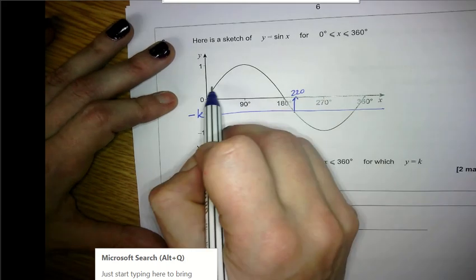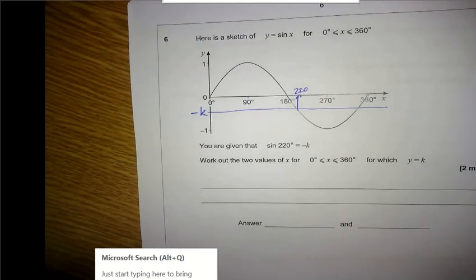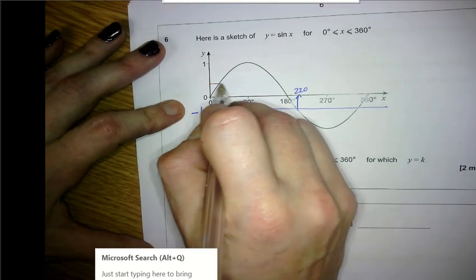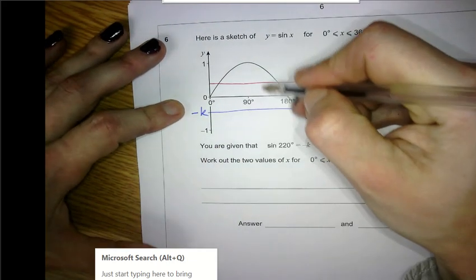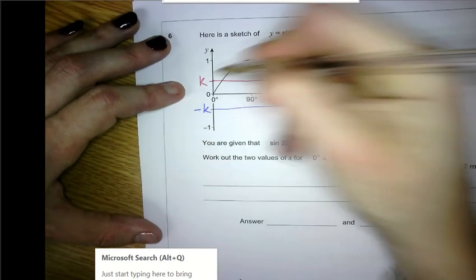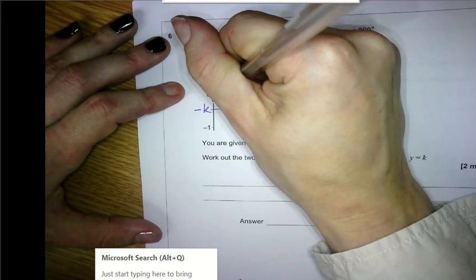So I want to work out the value of x for which y is equal to k. So k is going to be like a mirror image in the x-axis. So here's k. So I need to work out these two values.